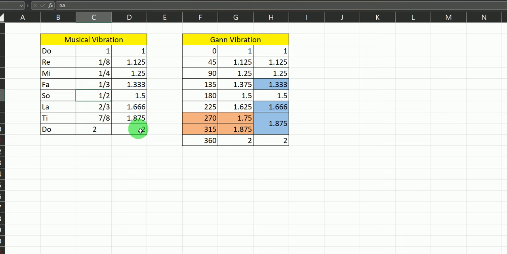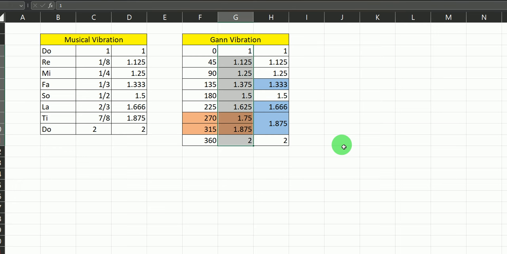It's a fixed one. Now look at the Gann vibration. Gann split the 360 degrees into 45-degree steps. Gann also says the starting number is 1 and ends at 2. Many people know the Gann structure. For 45 degrees he gave 1.125, then 90 degrees 1.25, 1.375, 1.5, 1.625, 1.75, 1.875 and 2. These are octaves; he divided the octave into 8 parts and gave the factor values. These are the Gann factor values.